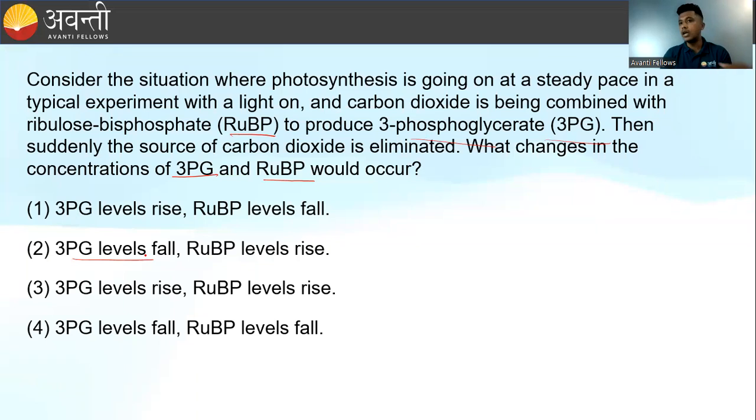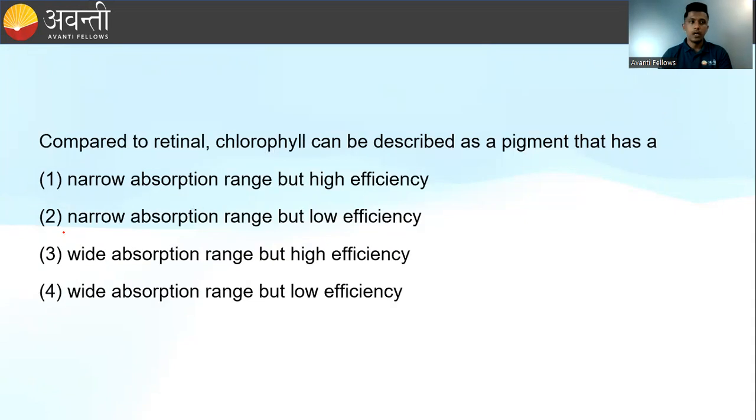Okay. Then what happens to the RuBP? The RuBP levels will rise, as a result of the decrease in carbon dioxide. So that is why option 2 is correct. Okay, let's go to the next question.